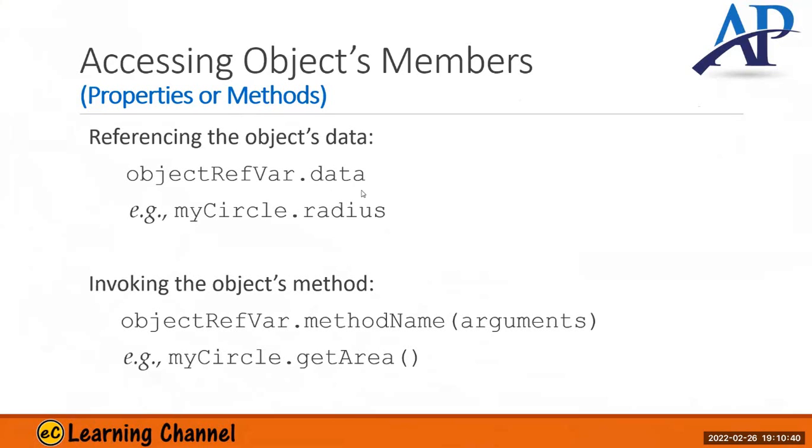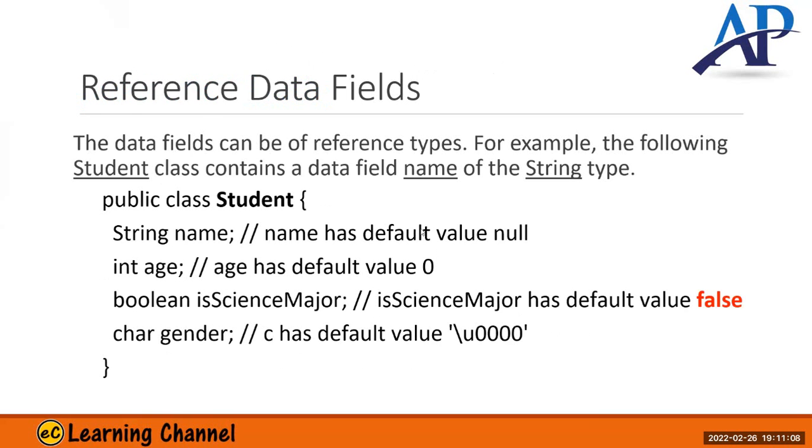But if the data is a private data field, then you cannot do it. You can use myCircle dot radius, but if the radius is a private data field, you cannot do that. You can only use the accessor or getter to get it. And there are some methods you can invoke, but you need to use the variable name, then the method name, to call the function.